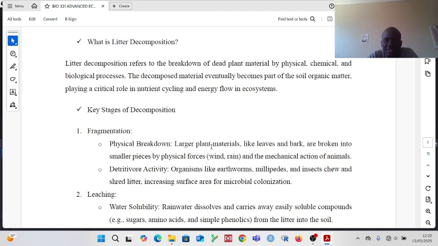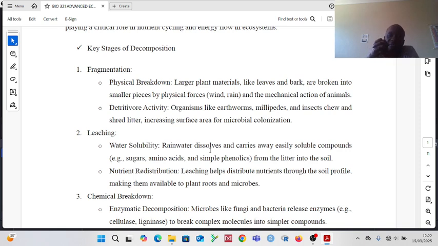So this litter decomposition happens through stages. Okay? The first key stage of this litter decomposition process is fragmentation. Fragmentation can occur through physical breakdown, where larger plant materials, things like leaves, branches, the bark, are broken down into smaller pieces. So you're just fragmenting a bigger piece into a smaller piece, but of the same material.